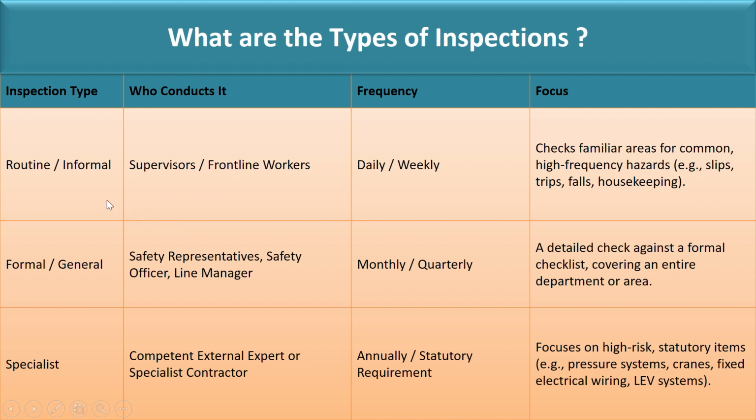Now, what are the types of inspections? Routine or informal: who will conduct? Supervisor, front line workers. Frequency: daily or weekly, as per the company procedure. Focus: checks familiar areas for common high frequency hazards, slips, trips, falls, housekeeping. Now formal or general: safety representatives, safety officers, line managers. Frequency: monthly or quarterly. For this we use a detailed check against a formal checklist, covering an entire department or area.